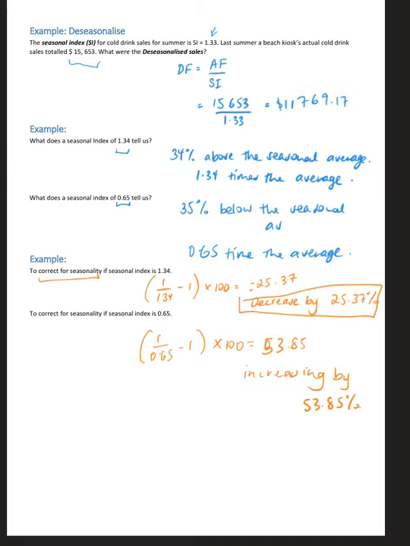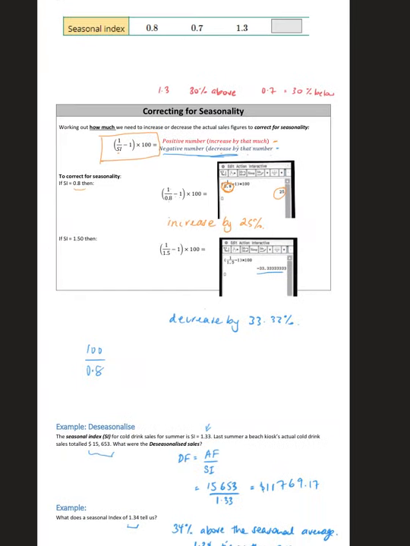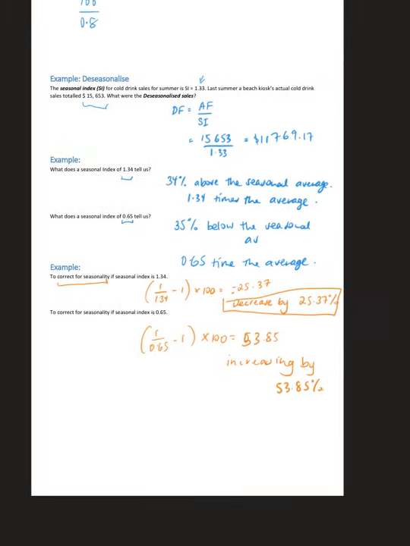So that is, in a nutshell, how to adjust for correcting for seasonality or adjusting for seasonality. Very different to interpreting a seasonal index. And we just went through a few questions of deseasonalizing data and interpreting seasonal index and also correcting for seasonality. Hopefully this has helped, and this will help you finish off 6D.